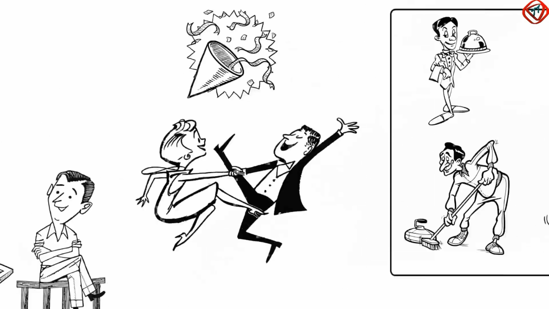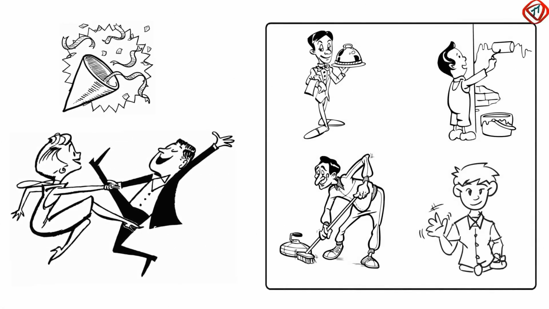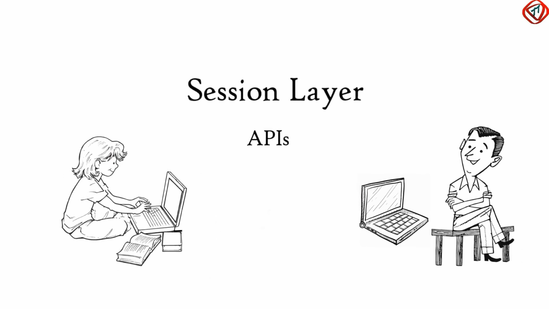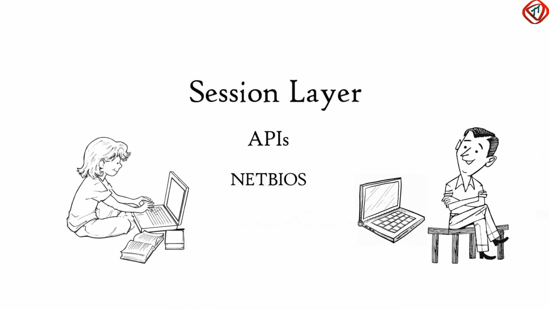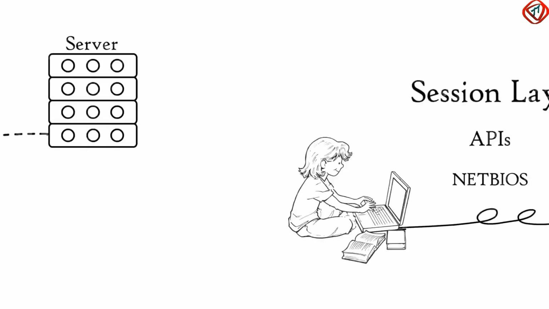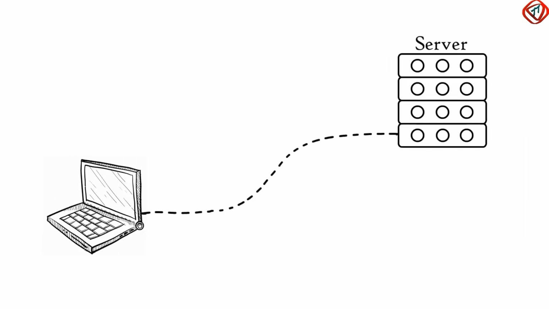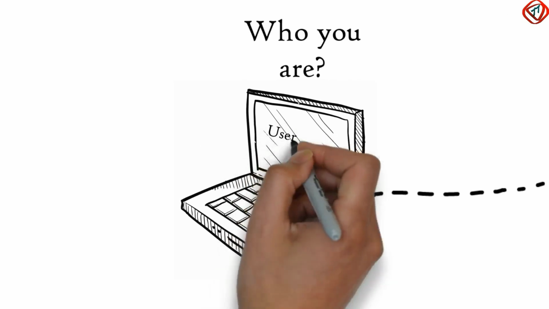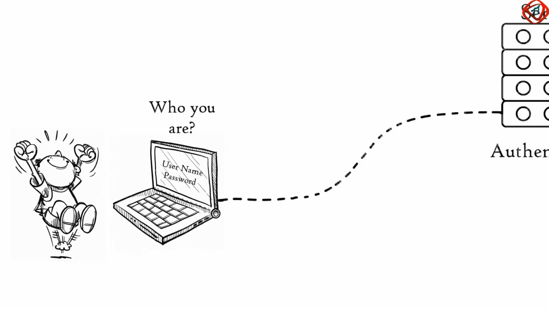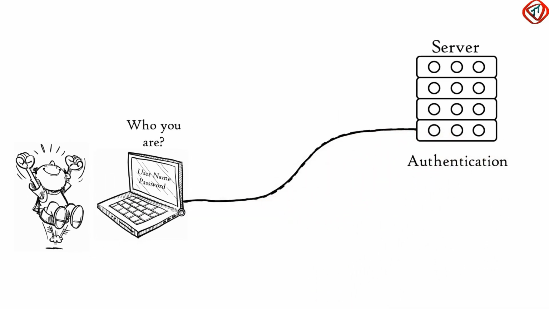Like you hired some helpers for your party, the session layer too has its own helpers called APIs, or application programming interfaces. NetBIOS, or Network Basic Input-Output System, is an example of APIs which allows applications on different computers to communicate with each other. Just before a session or a connection is established, the server performs a function called authentication. Authentication is the process of verifying who you are. For this, the server uses a username and a password. Once the entered username and password are matched, a session or a connection is established between your computer and the server.